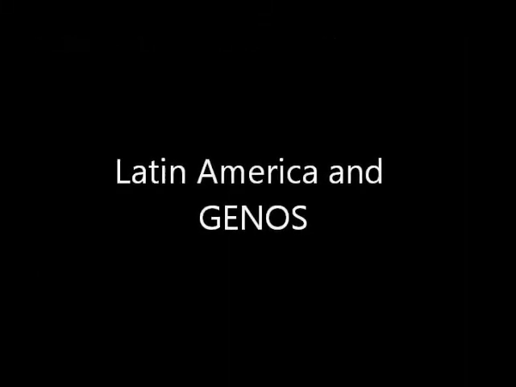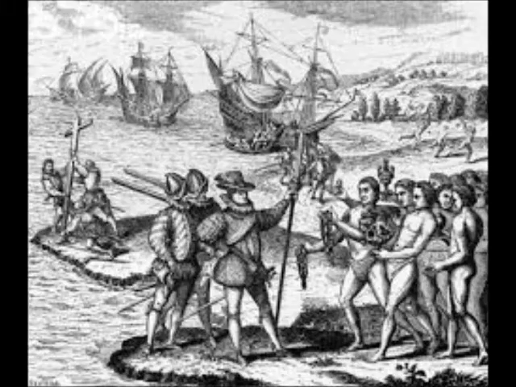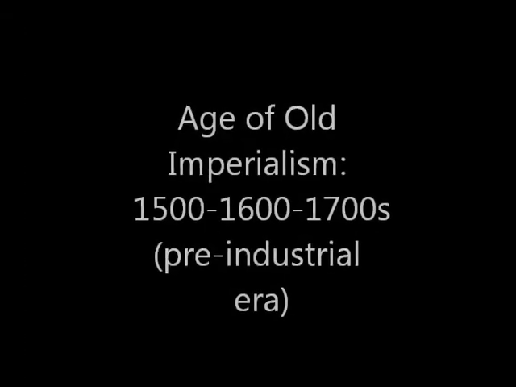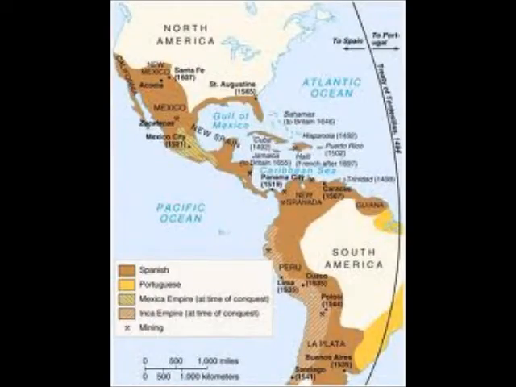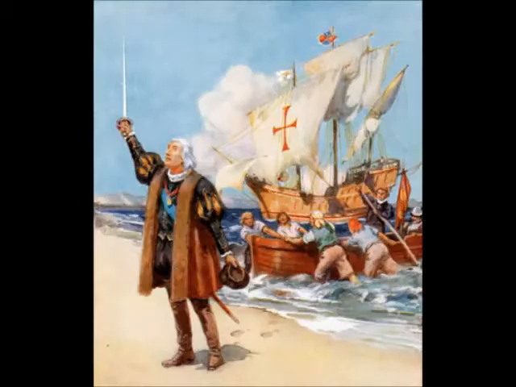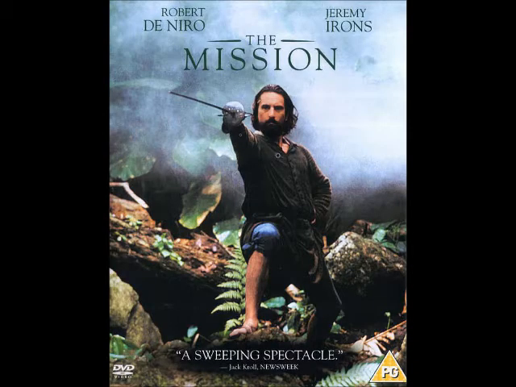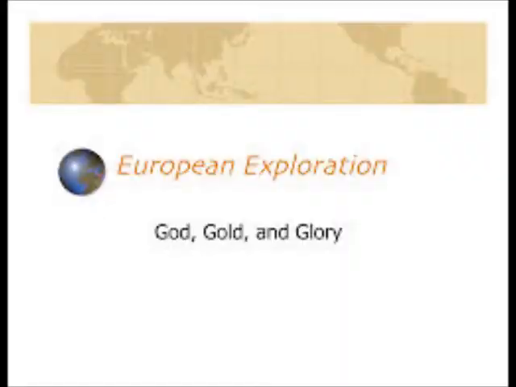Alright, well, other revolutions that took place during the 1800s and clearly reflect GNOS include Latin American revolutions. Most of Latin America had been colonized by the Portuguese and the Spanish during the age of old imperialism in the 1600s. By the 1800s, Latin America was an unstable place. Revolutions will occur in various countries in Latin America during the 1800s. So, let's look at these using GNOS. And remember, I'll talk more about this in class.